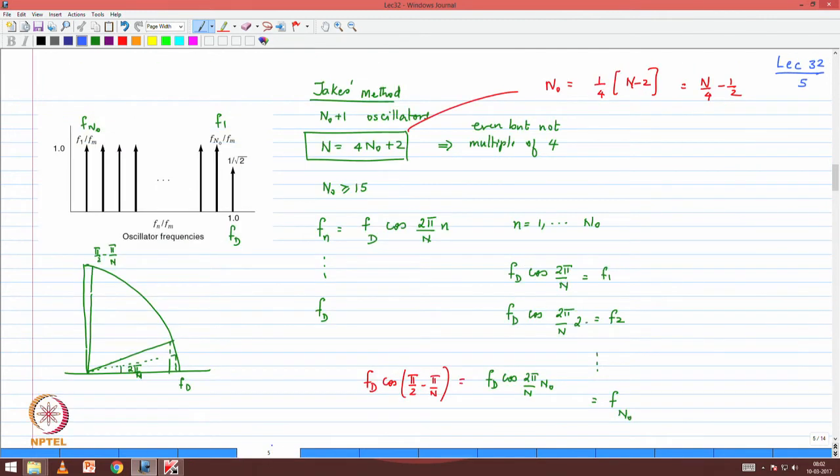Again, just to refresh your memory, there are N plus 1 oscillators. All of them have equal weightage except the one at the maximum Doppler frequency.